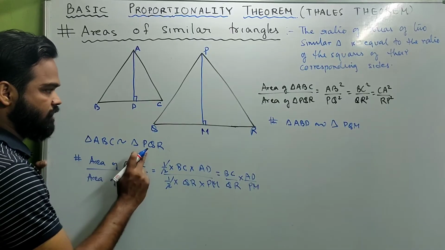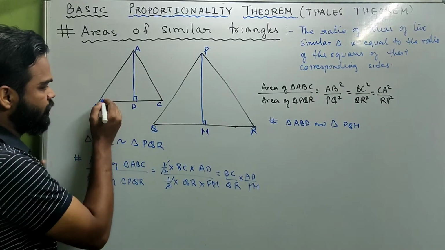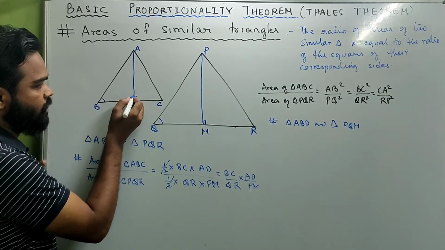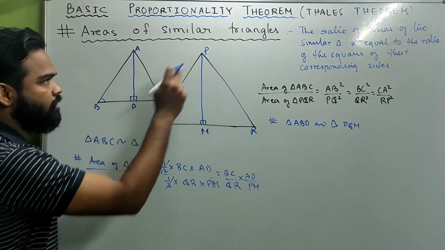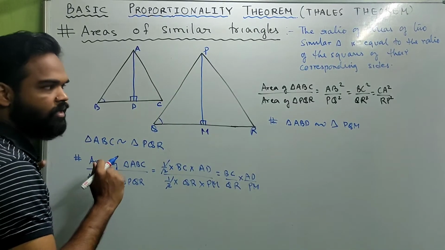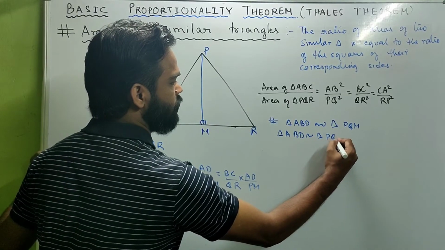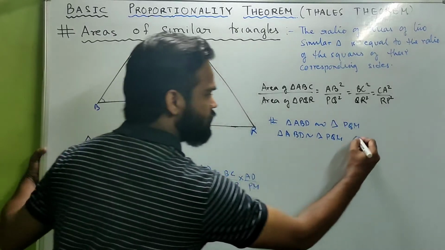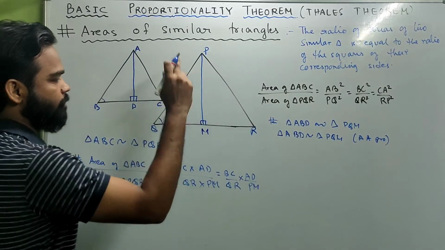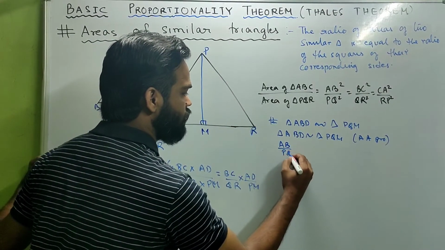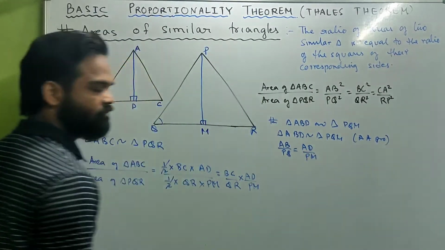Since ABC and PQR were similar, this angle and this angle are equal. This is 90 degrees, this is also 90 degrees, which means these two triangles will also be similar. I'm talking about ABD and PQM. They are similar by angle-angle property, which means triangle ABD is similar to triangle PQM, angle-angle property. Okay, isn't it? Now once they are similar, can I write AB by PQ is equal to AD by PM? AD by PM. Now look carefully.